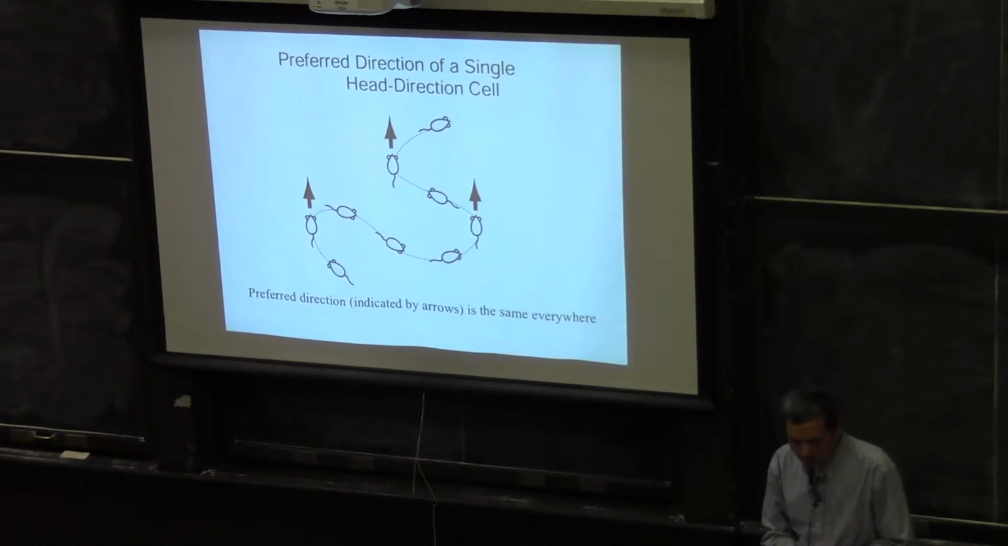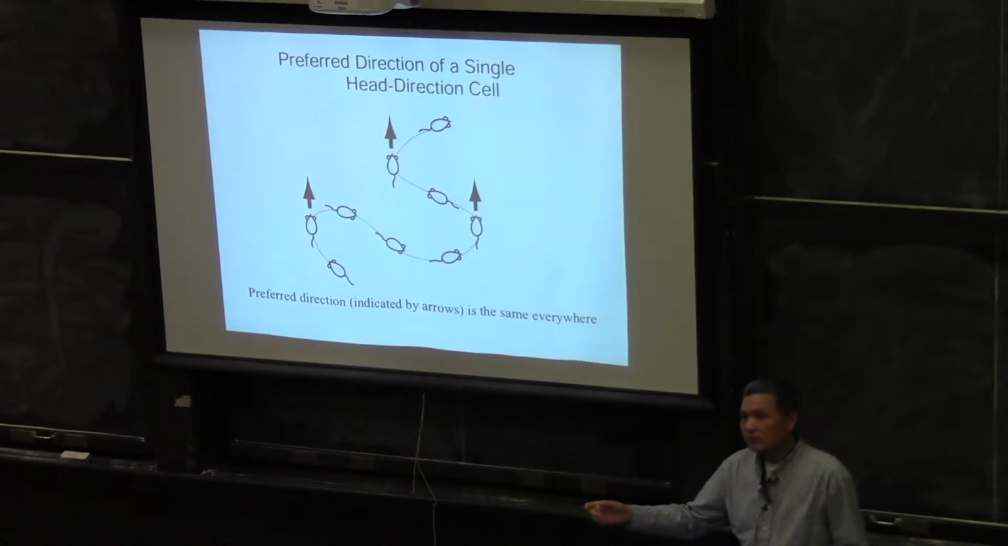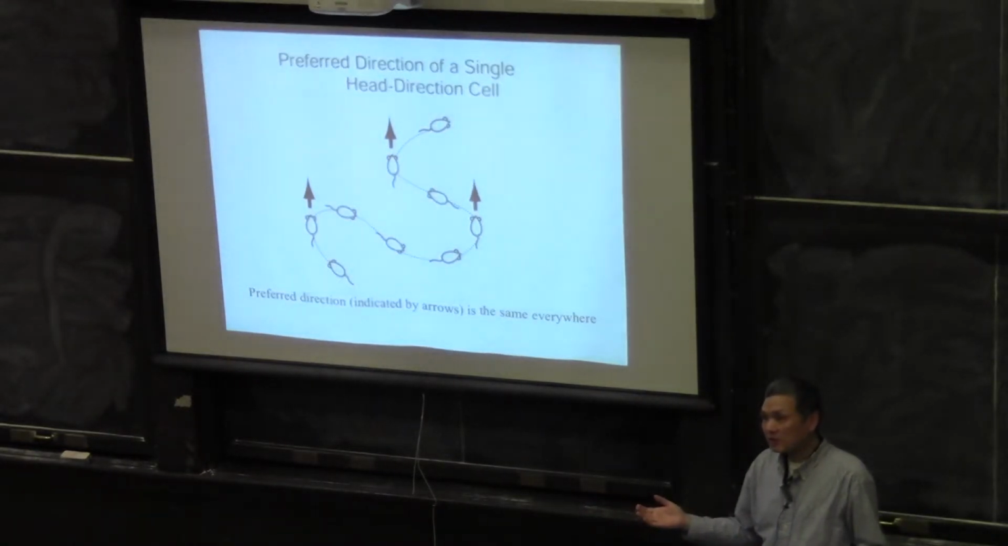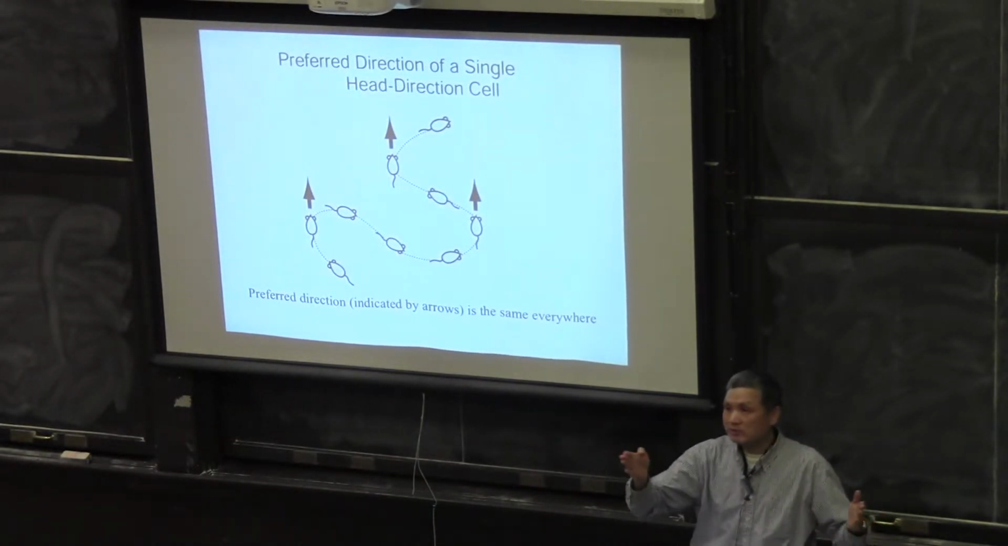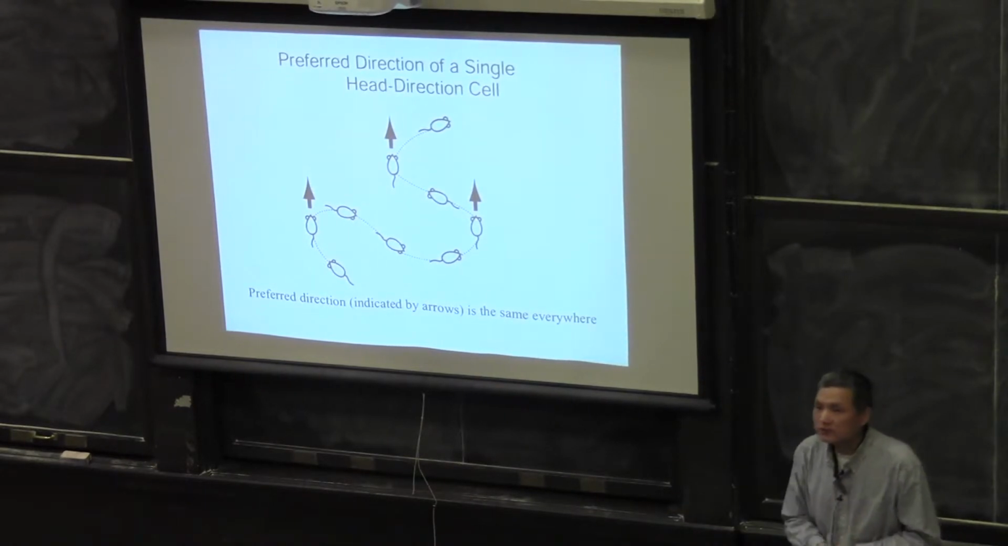If you bring an animal to a new room that the animal was never exposed to, completely novel, the cells still fire in the same direction. So the preferred directions all run in parallel, regardless of the animal's location.